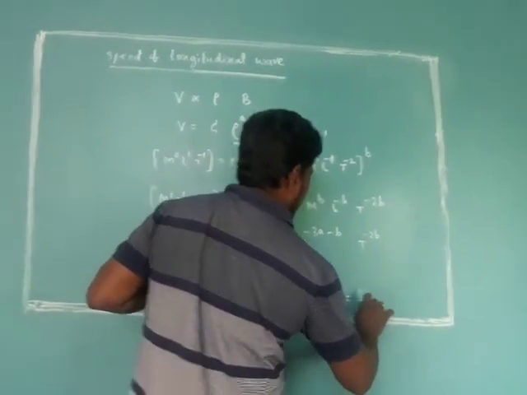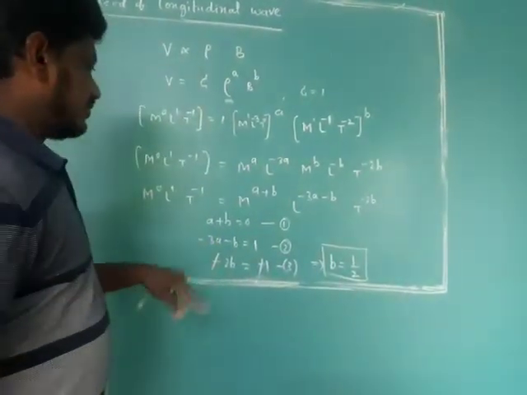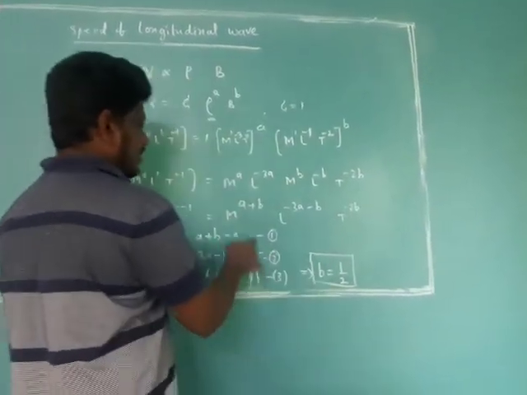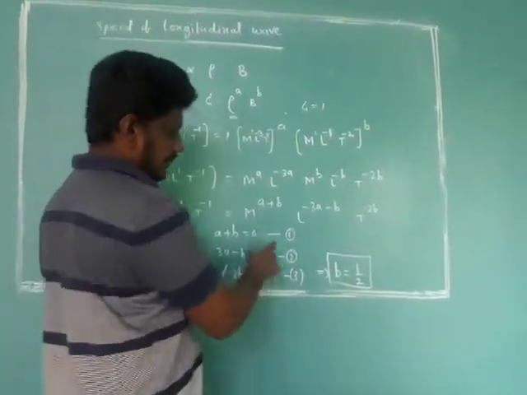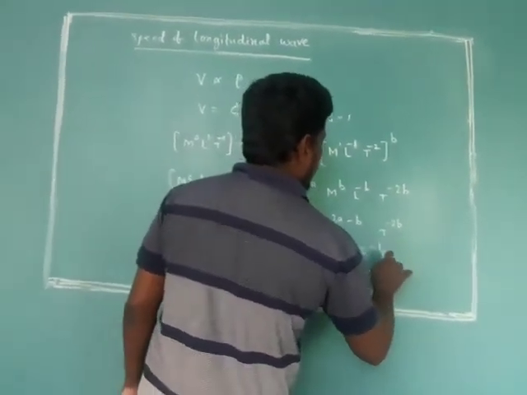From equation 3, b is equal to 1 by 2. And if you substitute the b value in either equation 1 or 2, you will get a is minus 1 by 2.